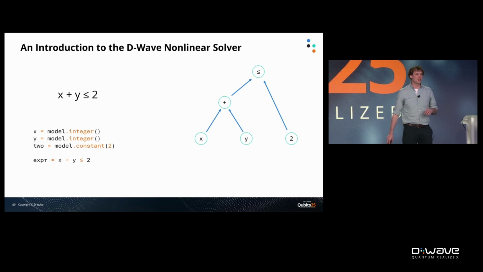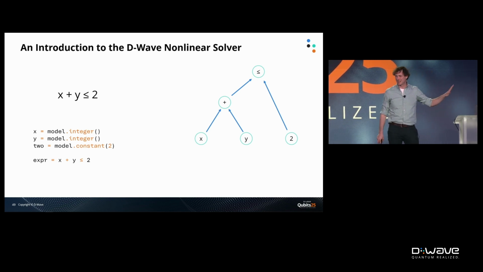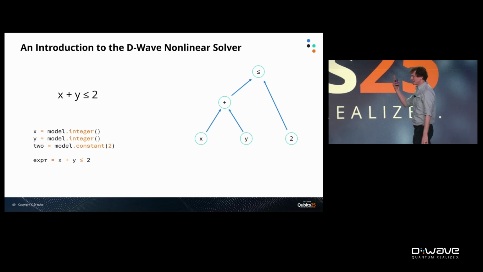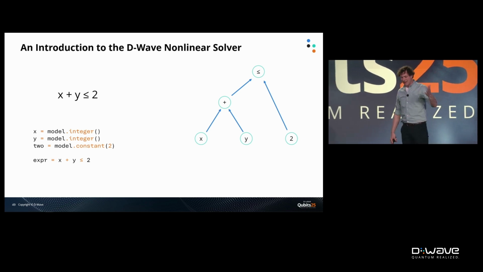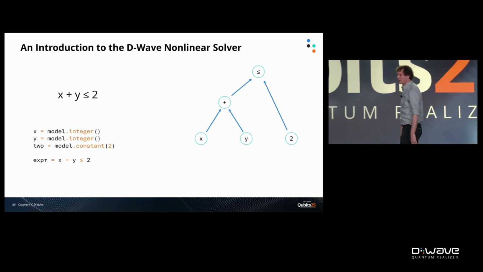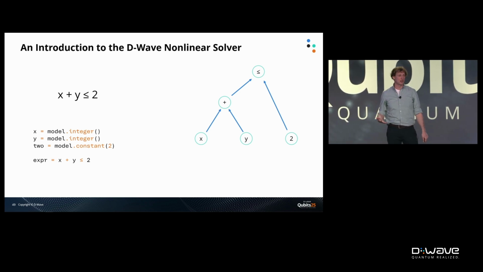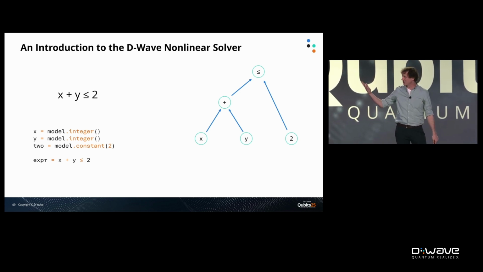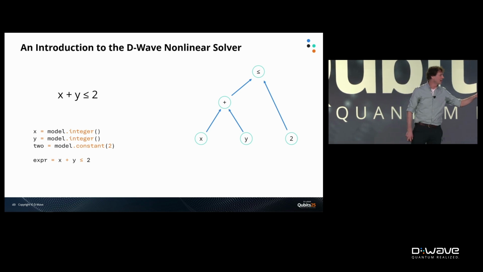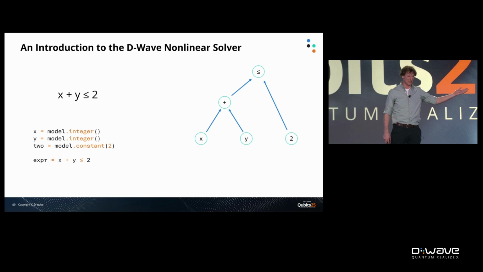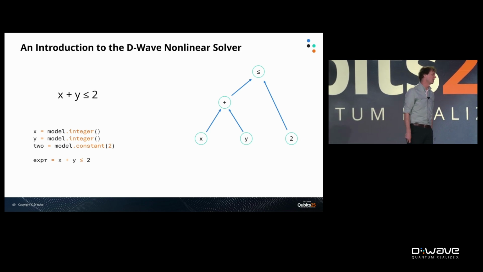Okay, so I'm going to start with the world's simplest constraint: X plus Y is less than or equal to 2. X is the number of apples to buy, Y is the number of oranges to buy. You don't want to buy more than 2 of them. So first off, when you're working with our nonlinear solver, expressing this constraint is very easy. In the bottom left here, I have an example. This is the actual API. You can do this symbolically in Python. Very easy, very straightforward to work through.